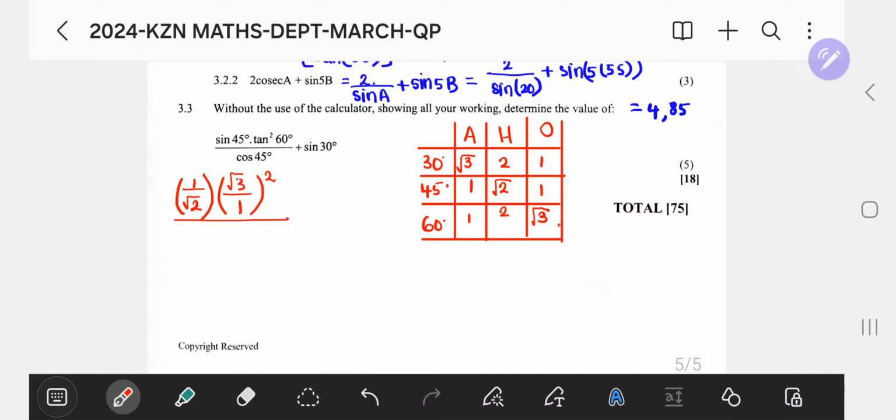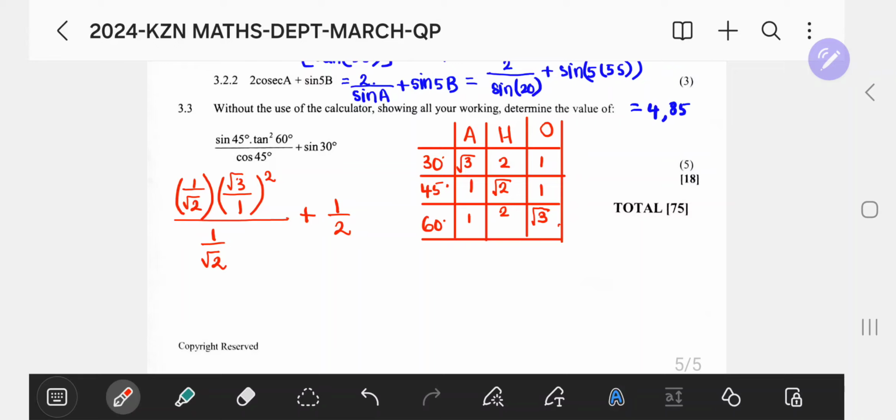In the denominator, we have cos 45. Cos is adjacent over hypotenuse. That is 1 over square root 2. Onto this, we are adding sine 30 degrees. Let's go to 30 degrees. Sine is opposite over hypotenuse. So that is going to be 1 over 2. Now, all you have to do is put this on your calculator to get your final answer.